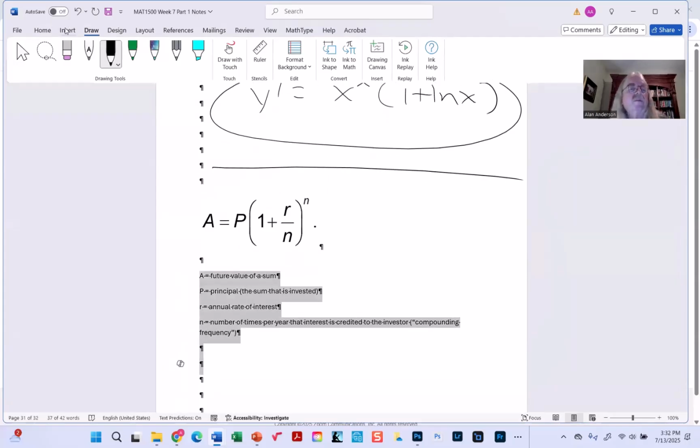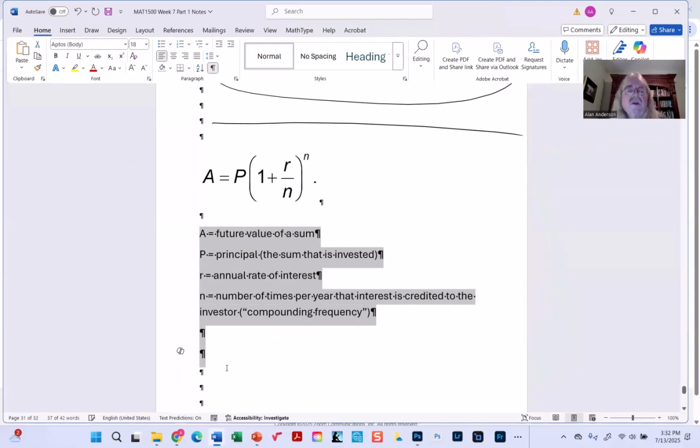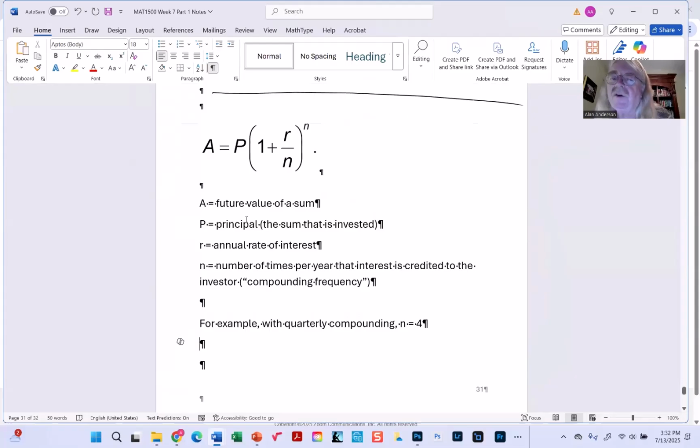Okay, let's just make that a little bigger. So now, in other words, let's say that interest is being paid 4 times a year. With quarterly compounding, meaning 4 times a year, n equals 4. So that's all it means. Anyway, so if I start out with P dollars and I invest in the bank for n periods, which don't have to be years, by the way, and R is the annual rate of interest, this will tell me how much I'll have in the bank at some point in the future.